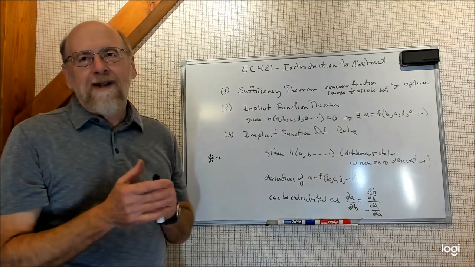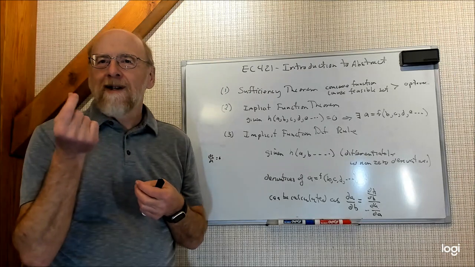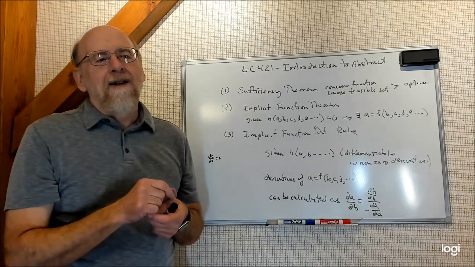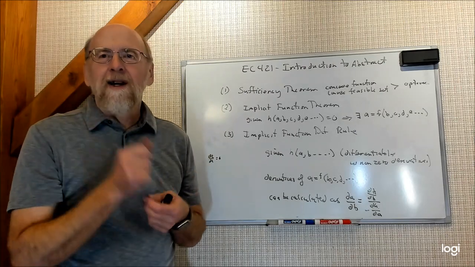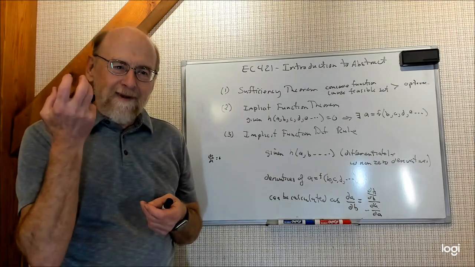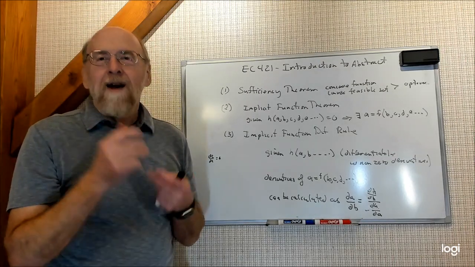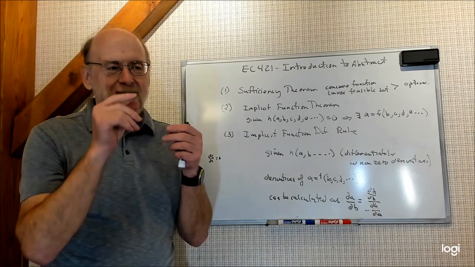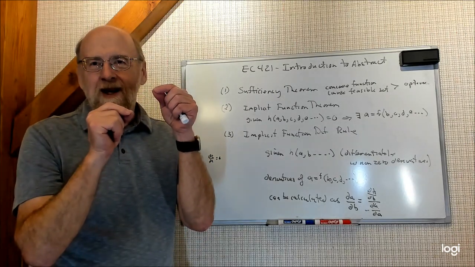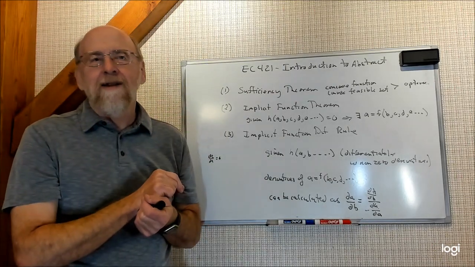The first is called the sufficiency theorem. The sufficiency theorem says that if you're trying to maximize a function, and you know that the function is strictly concave, and you know that the feasible set is a convex set. A convex set being a set where, if you connect any two points within the set with a straight line, all the points on that chord will lie inside the set.